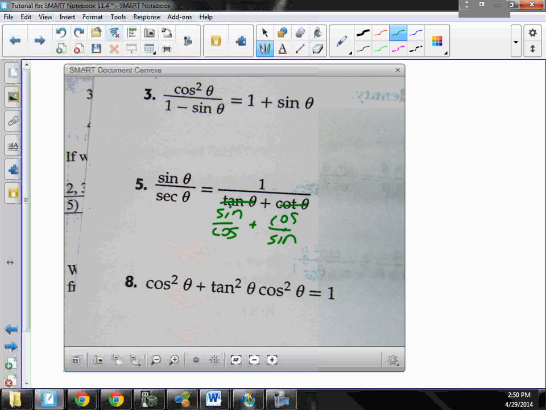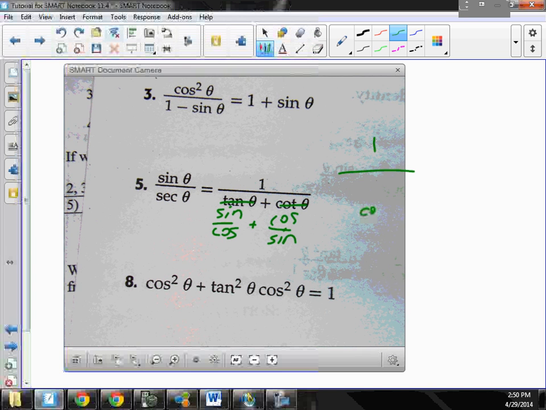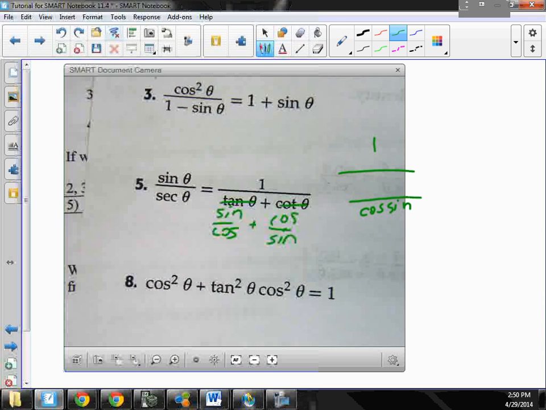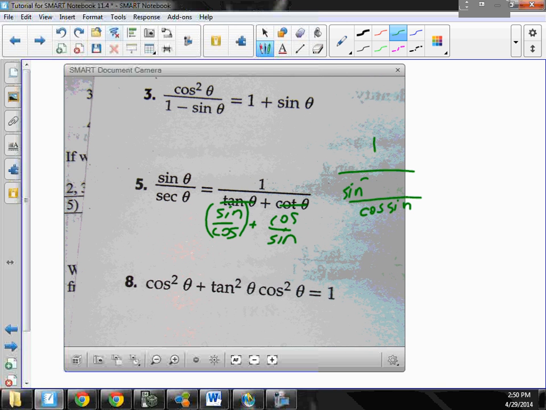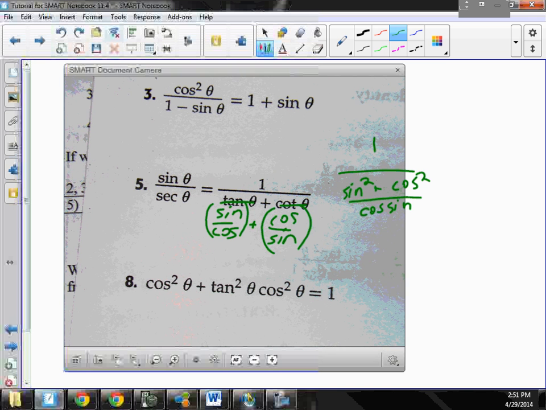We need to find a common denominator. So the common denominator is cosine sine. So 1 over cosine sine. So what does this side need? A sine. So it would be sine squared plus, what does the other side need? A cosine, so it's cosine squared. But wait a minute. What is sine squared plus cosine squared? Look at your formulas. 1.